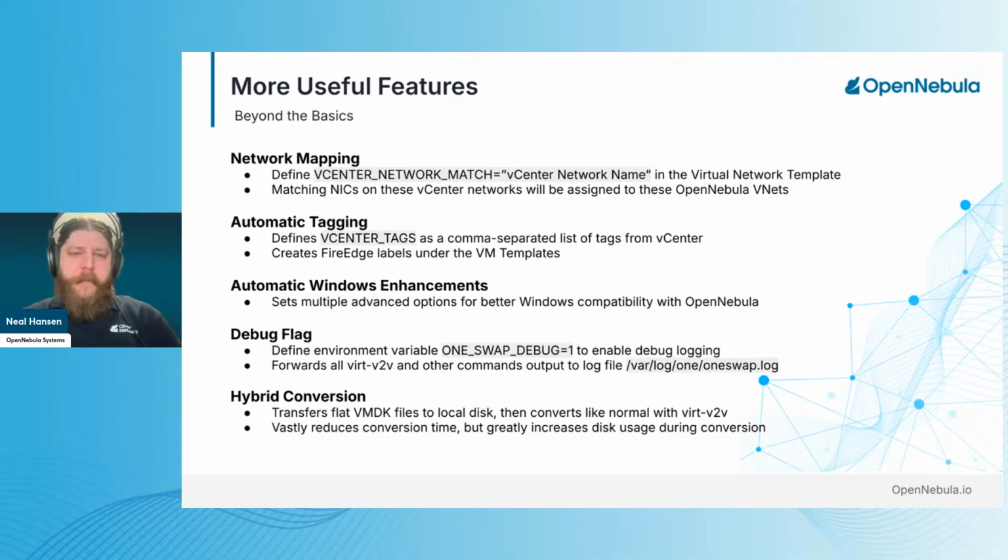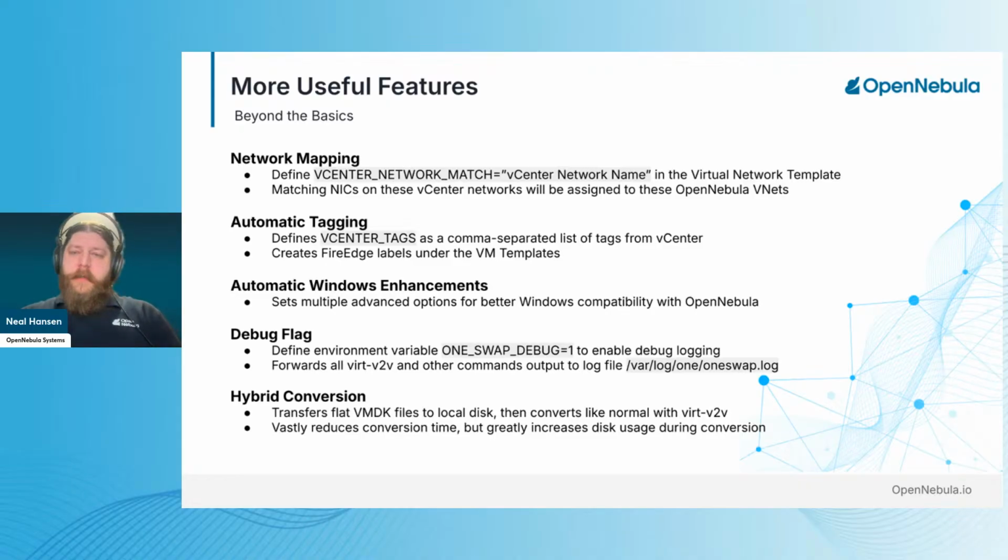If you have your virtual networks with an attribute defined, the vCenter network match, and you give it the exact name of the virtual network in your vCenter, when it comes over, it'll scan your OpenNebula networks and assign that network interface to that network. So if you have one VM on multiple networks, this is a really easy way to make sure it gets to the right ones automatically.